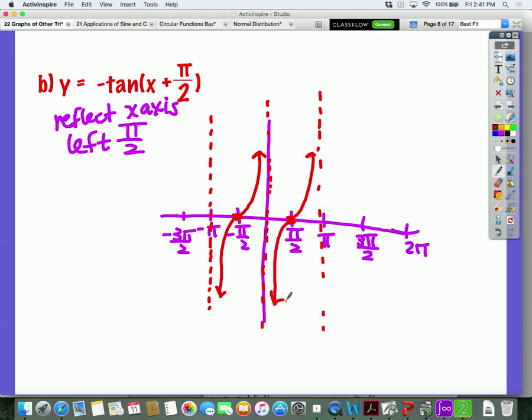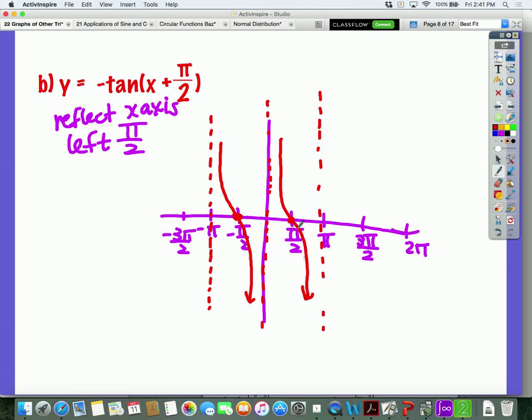This is what your graph should look like. That's so wrong. Forgot to flip it. Sorry. So it's like that, because it gets flipped over your x-axis. Okay? Do the next one. I'll give you about 30 minutes.